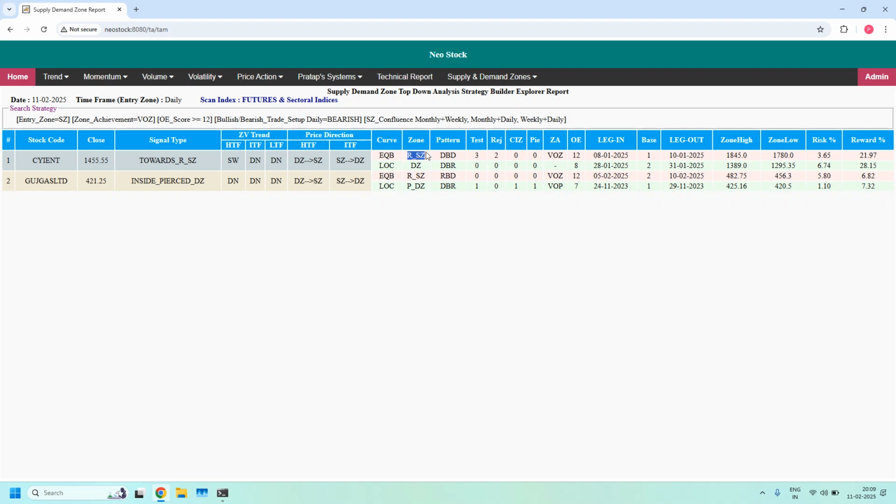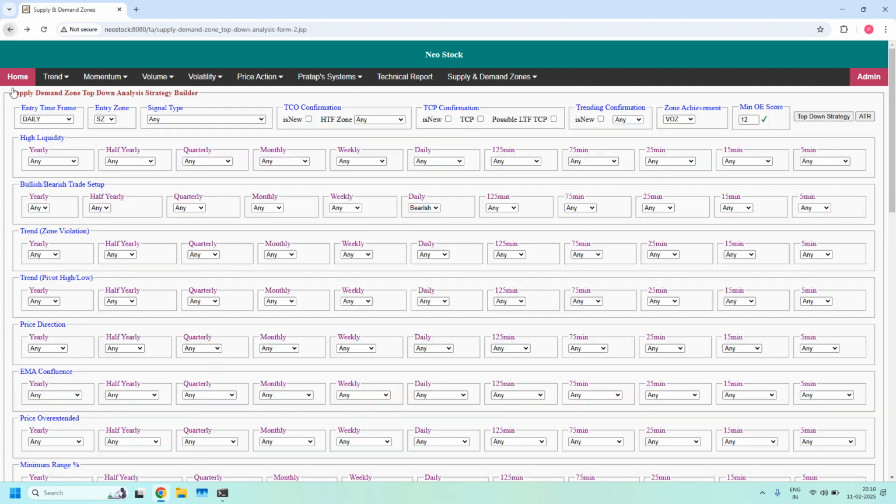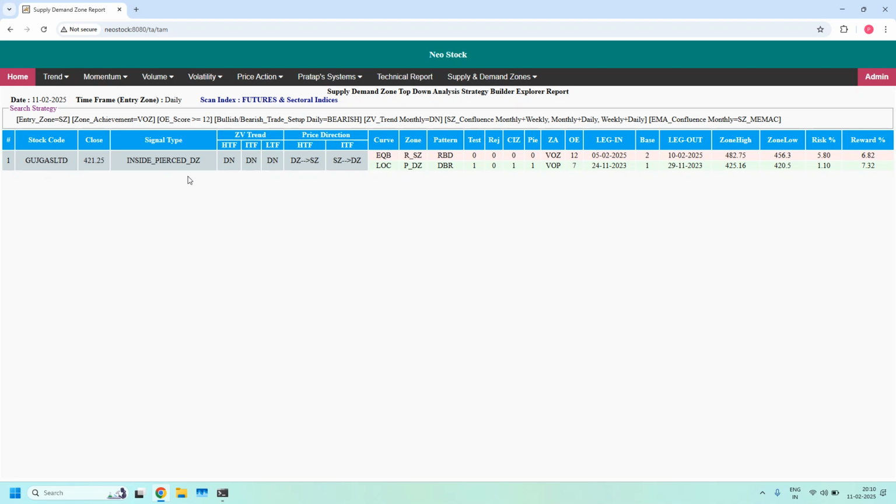In these 2 stocks, these daily supply zones are overlapped with weekly supply zone. Both together overlapped with monthly supply zone. And monthly trend is down only for this stock. If this stock is having monthly EMA, this is even more high probability trade setup supported zone. Fine. Now let's go to the EMA confluence. In the monthly time frame, monthly supply zone with monthly EMA confluence filter is enabled, and trend on the monthly should not be sideways, and it should be down because it is bearish trade setup. So we got this stock. That means this is even more high probability trade setup monthly supply zone.